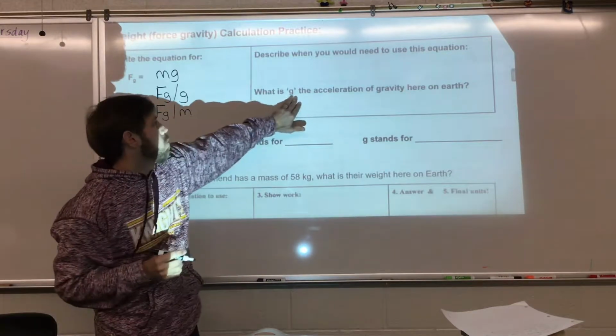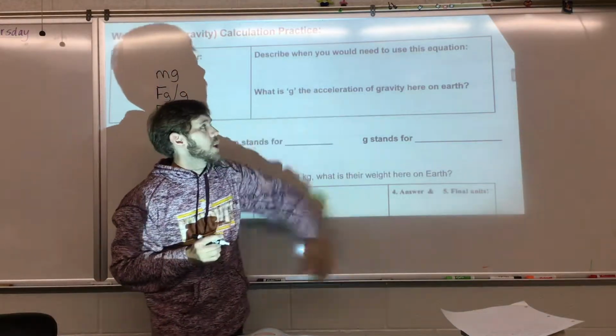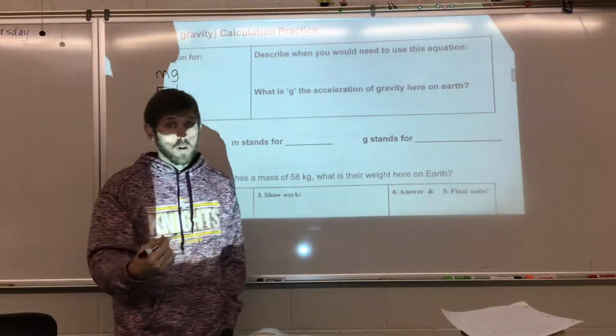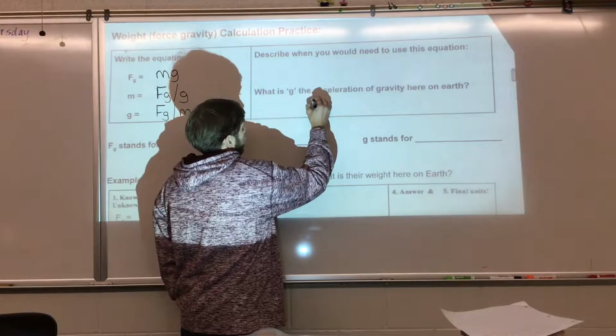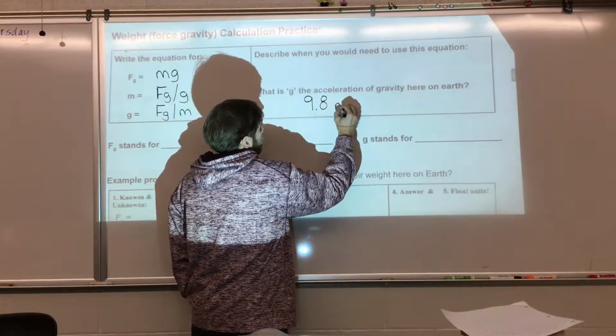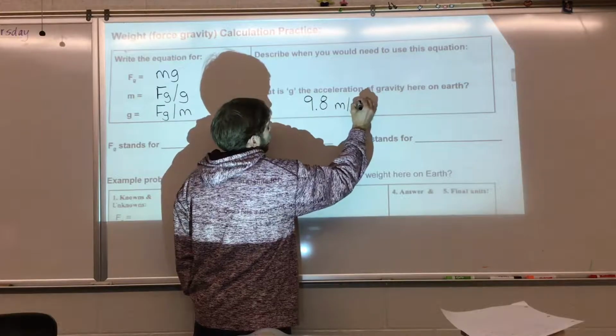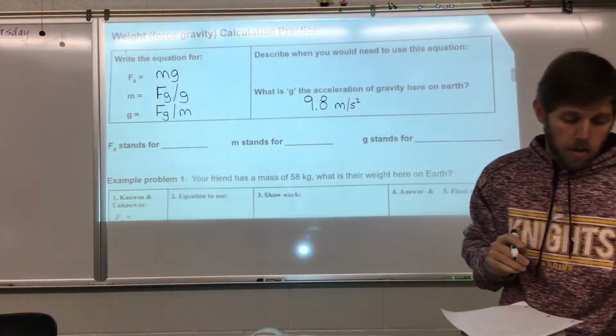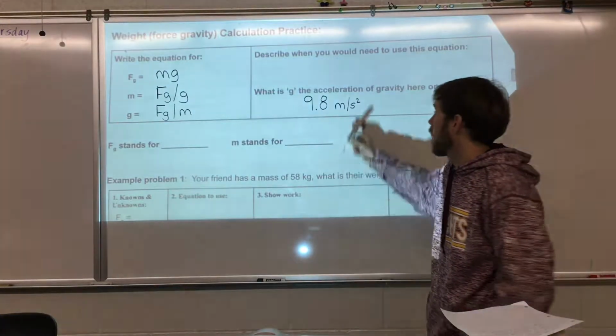And I want to know, all right, what is G, the acceleration of gravity here on Earth? My guess is from your notes, we'll figure out that it's 9.8 meters per second squared. So as things are falling on Earth, they're accelerating at a rate of 9.8 meters per second.